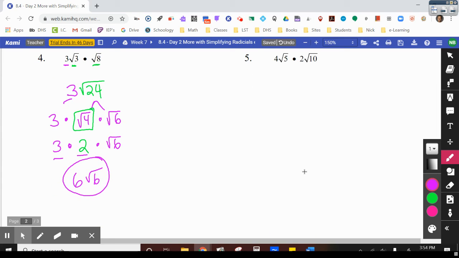All right, again, there's multiple steps involved there, but you do it one piece at a time. Smash them together, break them apart, and simplify.